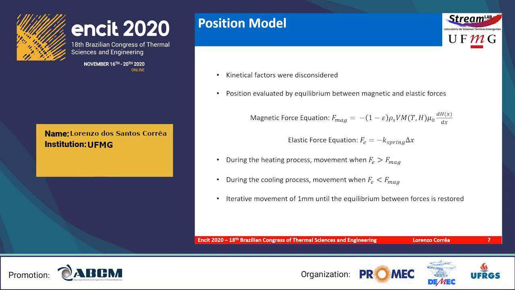As the material heats, the magnetic forces diminish and the elastic forces overcome them, allowing for movement. The movement used in the model moves the material 1 millimeter in the direction of the lower field and recalculates both forces. If the equilibrium is not reestablished, the movement continues until the equilibrium is reestablished.